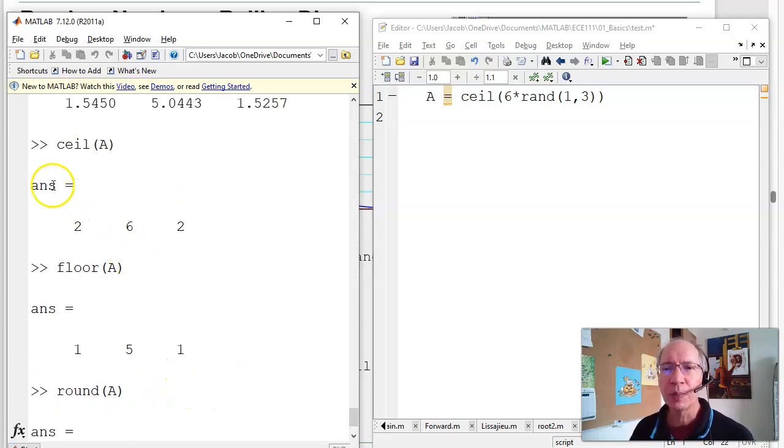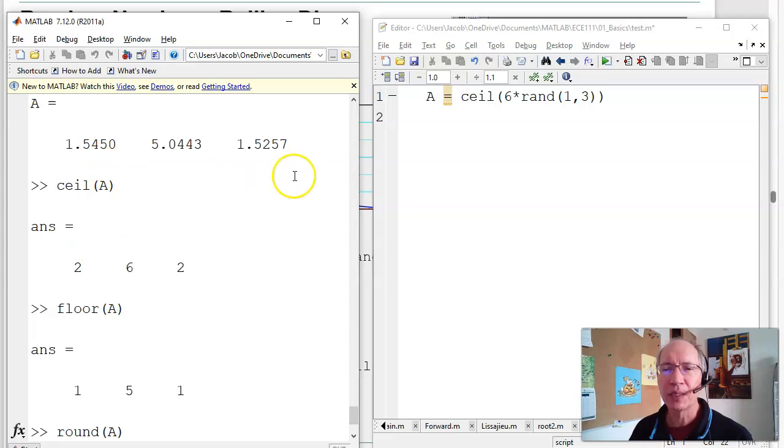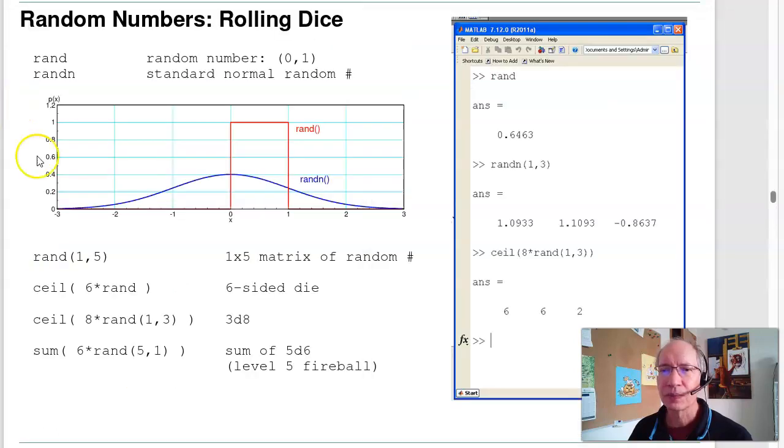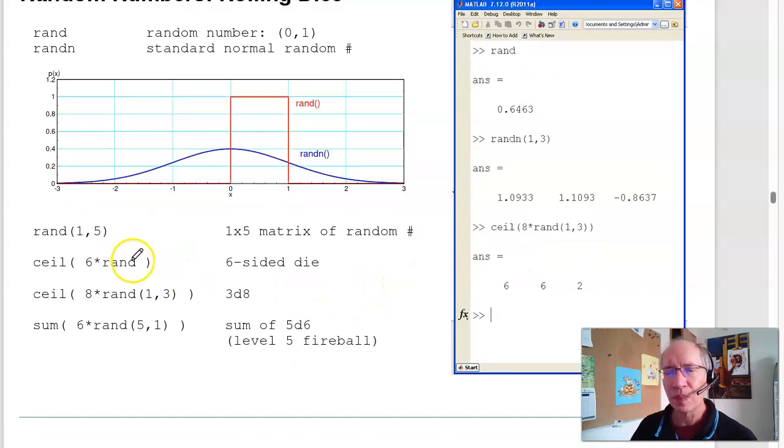What we're going to be doing is ceiling. I want to round up. That gives me numbers between 1 and 6. So now when I run this, those are my 3 6-sided dice. And I can also do 8-sided dice. If I add them up, the command sum, I get the sum of 5 6-sided dice. So that'd be like the damage done with a level 5 fireball.